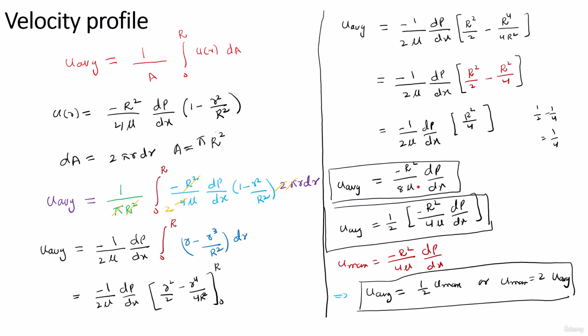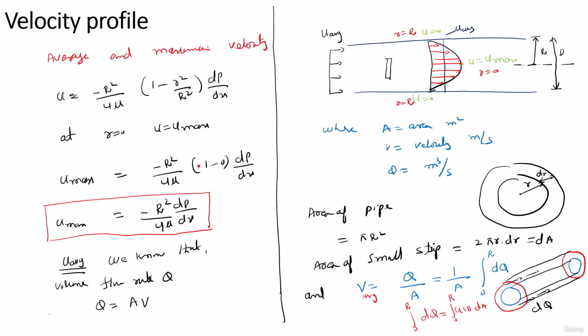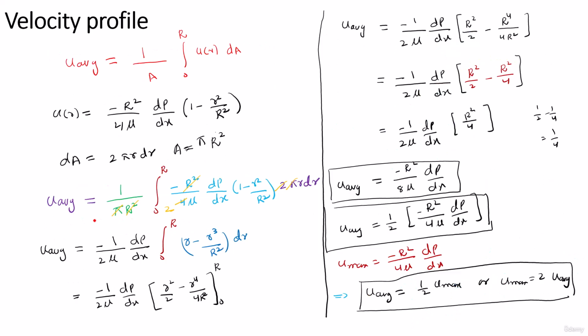This is R square upon 8 mu, 2 into 4, with the minus sign and dP by dx. And from here I can take out the common factor, 1 upon 2 times minus R square upon 4 mu dP by dx. And you know that minus R square upon 4 mu dP by dx is the U maximum. So I can write the U average is equal to 1 upon 2 U maximum, or U maximum is equal to twice the U average. This is how this equation is derived.